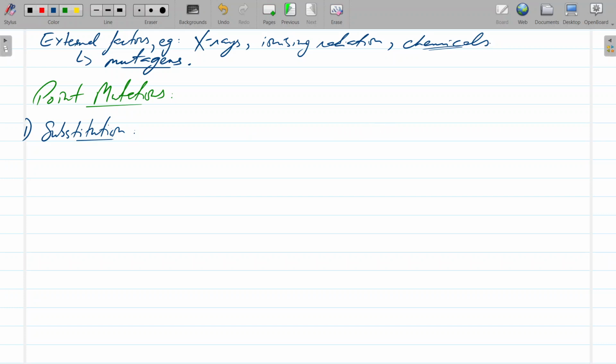And so, for example, you have the sequence TAA, TGC, and that changes to TAG, TGC, right? So this is what's being changed.